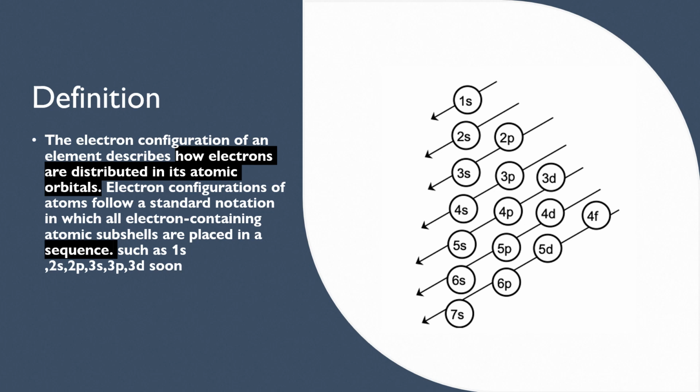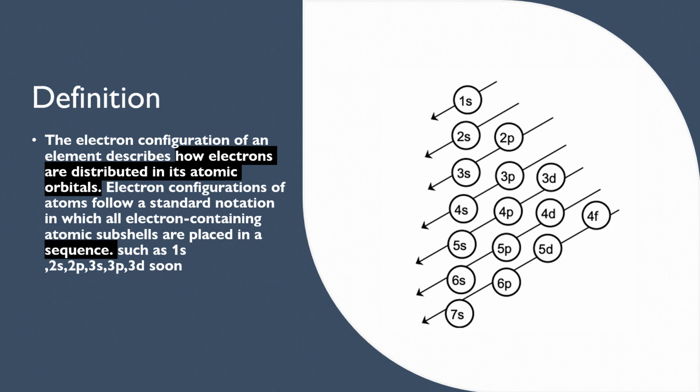Basically, when we study the periodic table, we find that each atomic number is described by some kind of sequence or electronic arrangement. That electronic arrangement is called the electronic configuration.